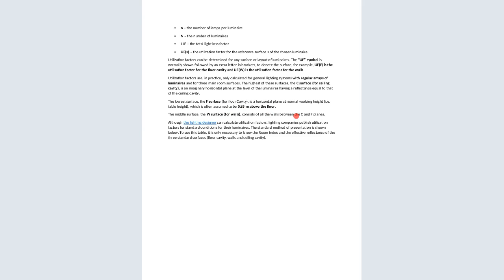So when you get yourself in this field of design and calculation, you will get used to these things by using this. Although the lighting designer can calculate utilization factor, lighting companies publish utilization factors for standard conditions for their luminaires. So the standard method of presentation is shown below. We have the method.